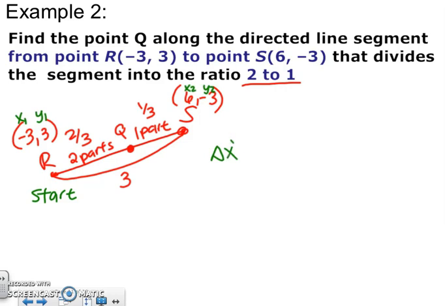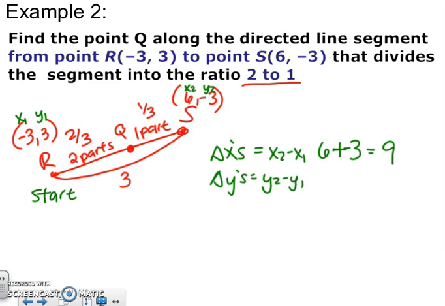So find my change in X's. So I'm going to do X2 minus X1. So I'm going to say 6 minus a -3, which I know will become a plus. So my change in X was a 9. Change in Y's is Y2 minus Y1. So my Y2 is -3, subtract my Y1, which was a 3. If I add those two together, I'm going to get a -6.